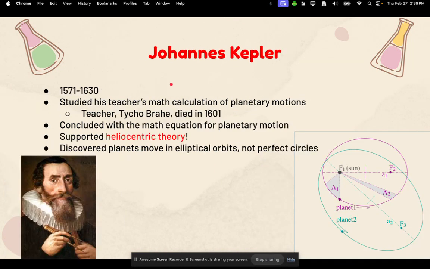Then we have Johannes Kepler. He was alive from 1571 to 1630. He would study his math teacher's calculation of planetary motion. His teacher died in 1601, so Johannes Kepler continued on his teacher's studies. And he concluded with the math equation for planetary motion, which you can see right here. If you ever take physics, you will probably see these formulas. And he also supported the heliocentric theory. He also discovered that planets move in an elliptical orbit, so more oval shaped, and not perfect circles.